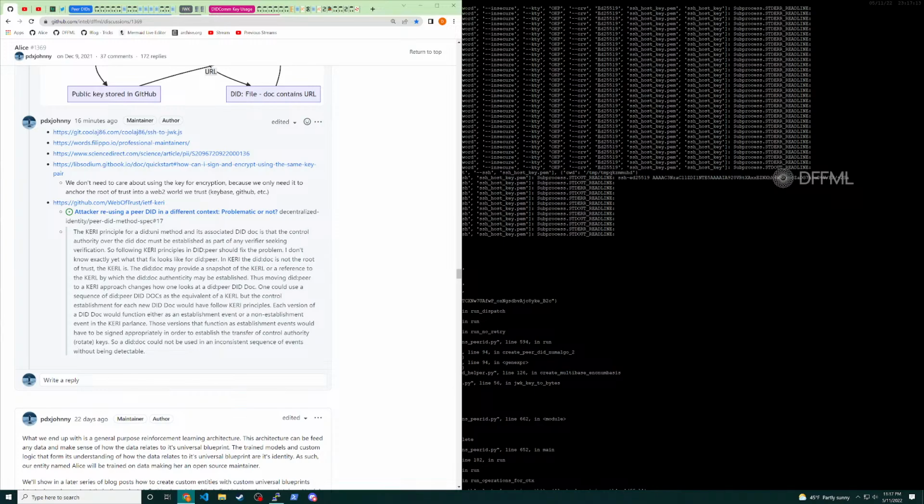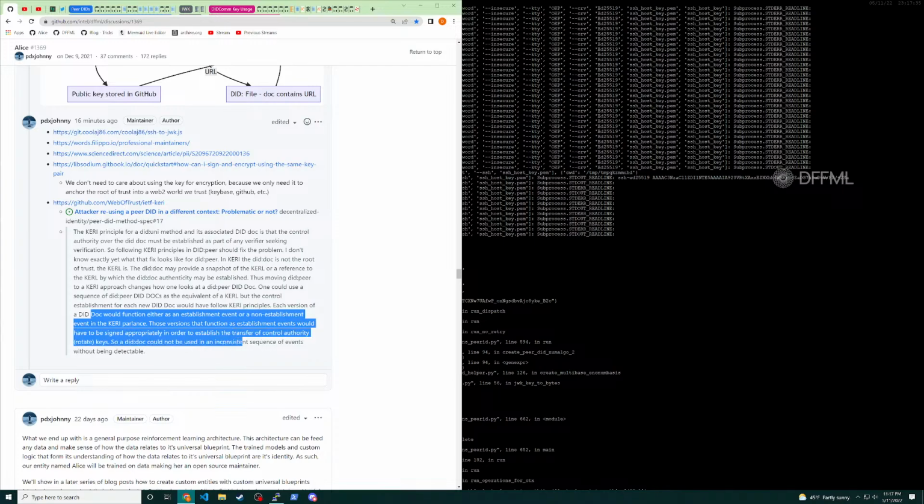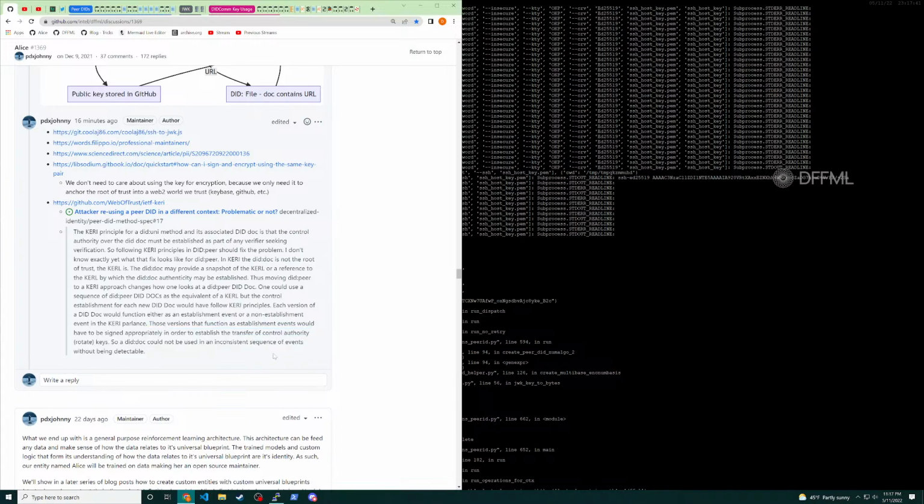One could use a sequence of DID peer docs. A sequence of DID docs is the equivalent of a KEL, but the control establishment for each new DID doc would have to follow KERI principles. Each version of a DID doc would function either as an establishment event or a non-establishment event in KERI parlance. These versions that function as establishment events would have to be signed appropriately in order to establish a transfer of control authority and rotate keys, so a DID doc could not be used in an inconsistent sequence of events without being detectable.